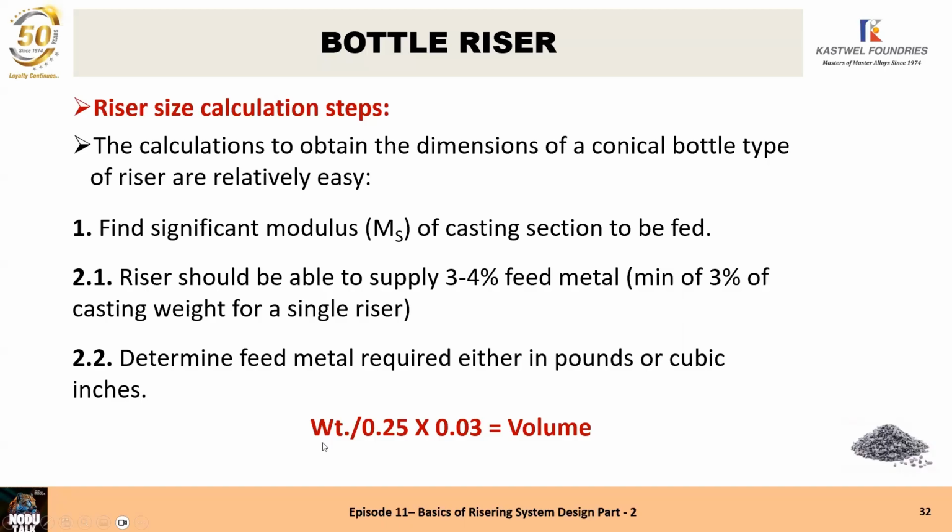Weight of the feed metal required, volume is available. Once you know the volume, you know the volume of the cylinder, and therefore you know the volume of the pipe, and therefore you know the dimensions of the pipe. First, the calculation is the significant modulus of the casting. Then the riser should supply about 5% of the feed metal, and determine the volume of the metal in the pipe, and therefore you go to the riser design.